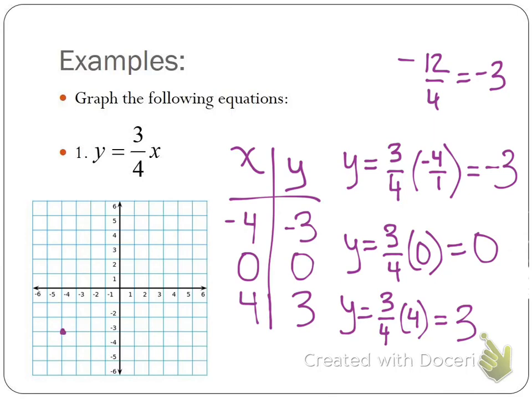Okay, and then for 0, 0, where's my point? At the origin. And for 4, 3, where's my point? To the right 4, up 3. Okay, right 4, up 3.